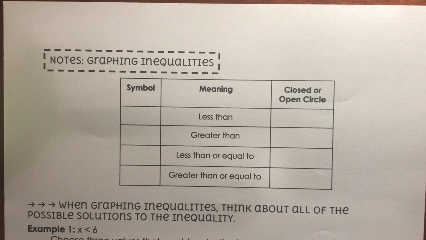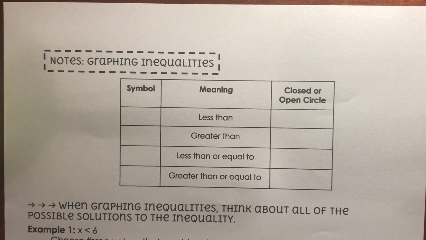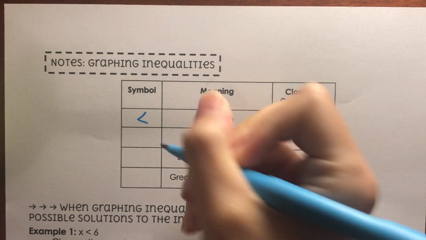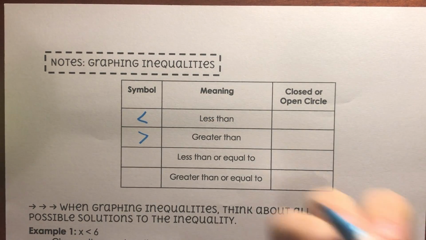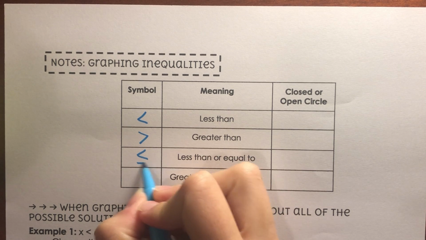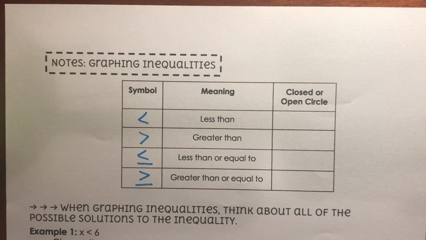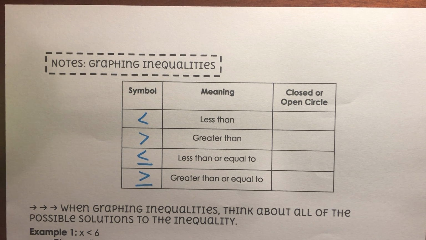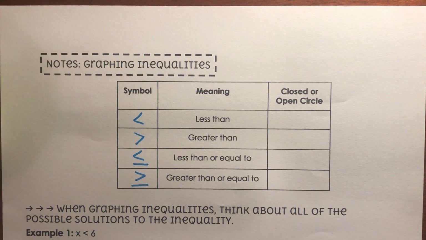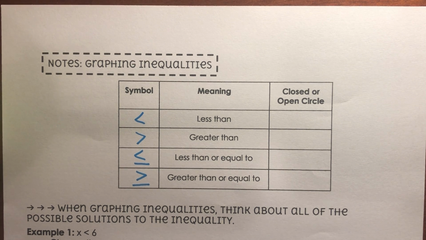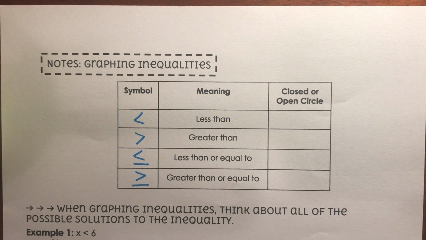We are graphing inequalities. So just to review our symbols, this is our less than symbol, this is our greater than symbol, this is our less than or equal to symbol, and this is our greater than or equal to symbol. Now when we are graphing inequalities, we are graphing it with a point, but we are using either a closed circle or an open circle.